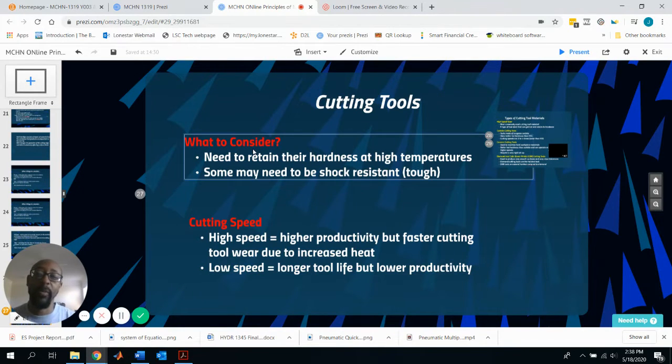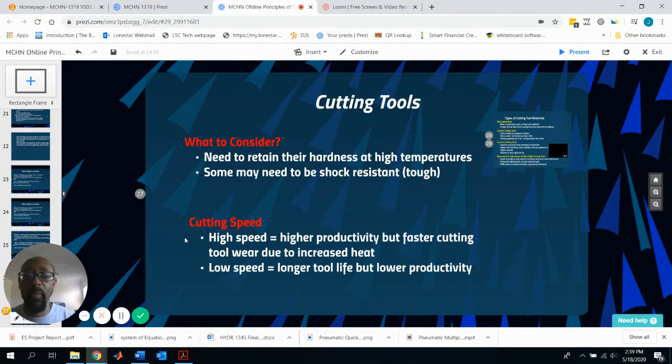What do we consider when we talk about cutting tools? Well, first of all, they have to retain their hardness at high temperatures. That's called hot hardness, because you're going to have high temperatures when you're doing this machining process. And if the cutting tool isn't hard enough, it's not going to be able to shear off that material. It's not going to be able to cut into the material to make your part.